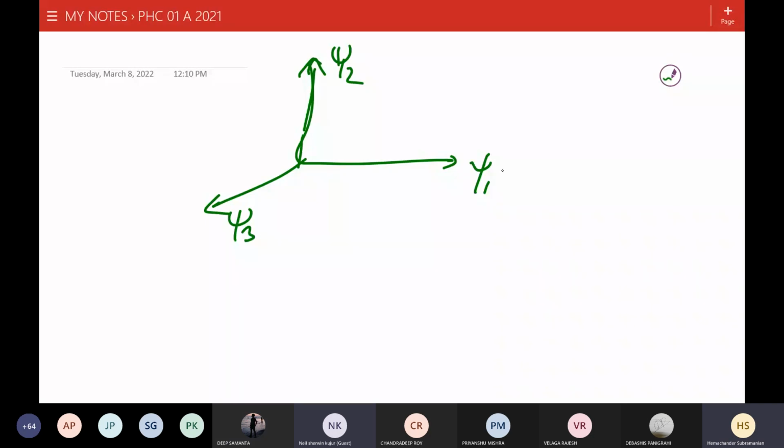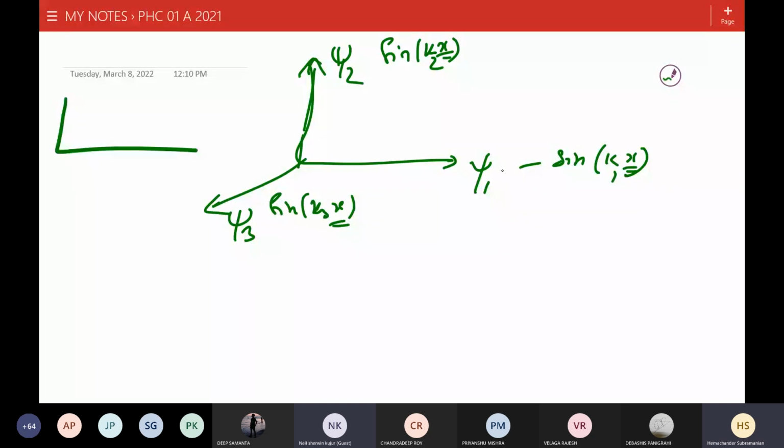Okay, these psi1, psi2, psi3 are in no way related to real space. You understand that, right? Yes, sir. These are functions. This psi1 is just sine k1 x. These are functions. We are still in one-dimensional space. It's sine k1 x, sine k2 x, sine k3 x. These are all just x. This is one-dimensional space. We are still in one-dimensional space.